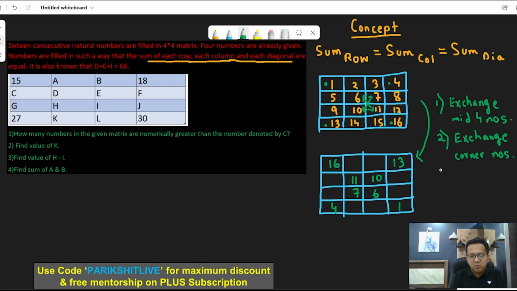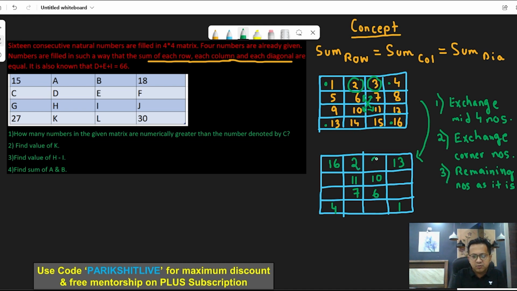Step 3. What is step 3? Step 3, remaining numbers as it is. Okay, so what are the remaining numbers? If you are observing carefully, your remaining numbers are 2, 3. Can you see what the remaining numbers are? Write down the remaining numbers as it is.